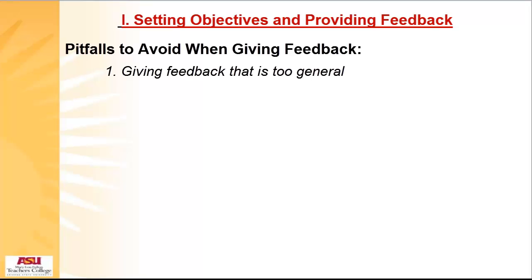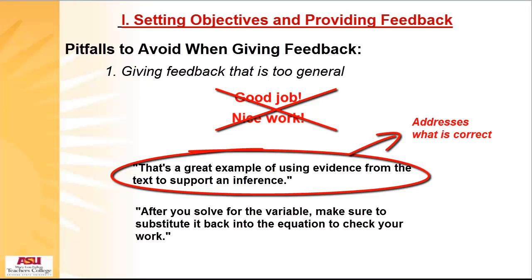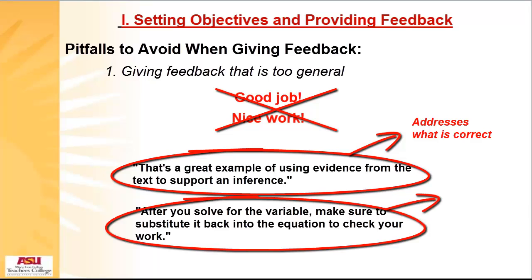First, some teachers make the mistake of giving feedback that is too general and saying things like, "Good job," or "Nice work." These kinds of generic compliments don't tell students what they are doing well or what steps they need to take to improve. Some examples of more specific feedback would be, "That's a great example of using evidence from the text to support an inference." Or, "After you solve for the variable, make sure to substitute it back into the equation to check your work."